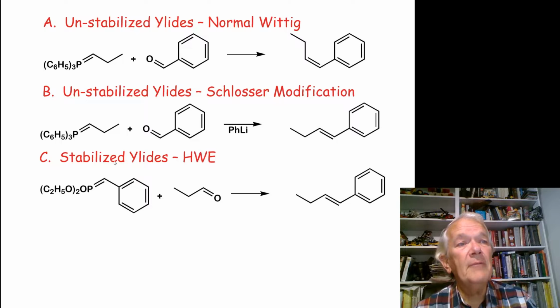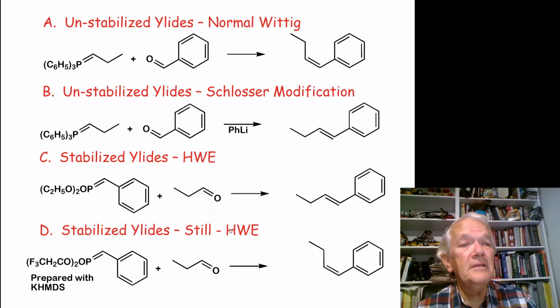When you go to a stabilized ylide, in other words, delocalization into here, this would be a phenyl group or a carbonyl or something over here, the HWE method gives you the E isomer. Then this Still method, where you use this other, even weirder looking phosphine, gives you the Z isomer again. The first 3 of these are programmed in Oscar C, and this last one is not, and that's because I'm lazy and I haven't done it yet.